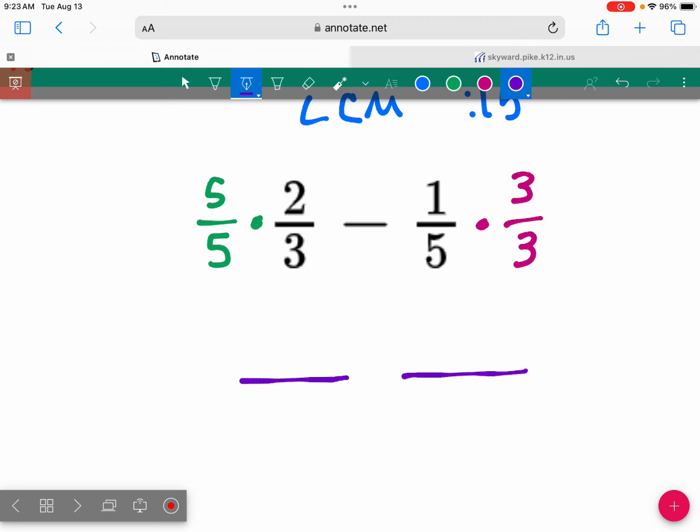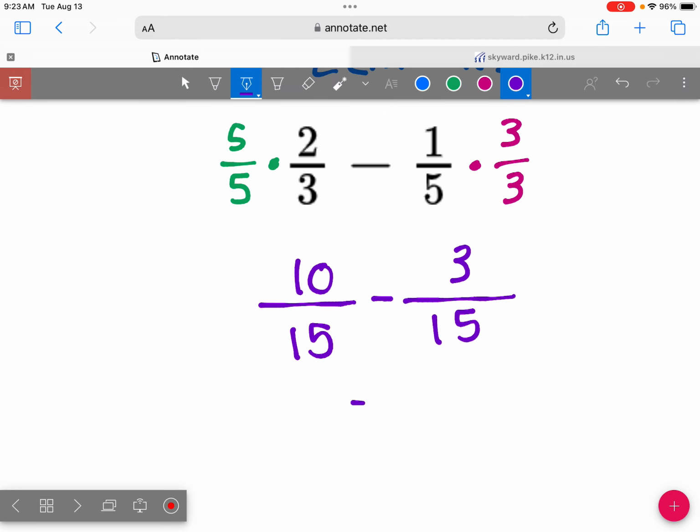7 over 15 as your final answer, because we wind up with 10 fifteenths minus 3 fifteenths, and we're subtracting. So we get 7 fifteenths. So if we started with adding and subtracting fractions with numbers, we wonder what we're going to do next. We're going to toss some polynomials in there.